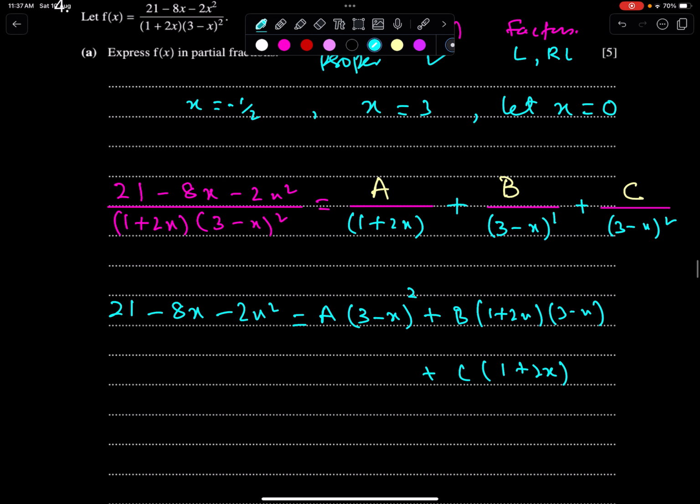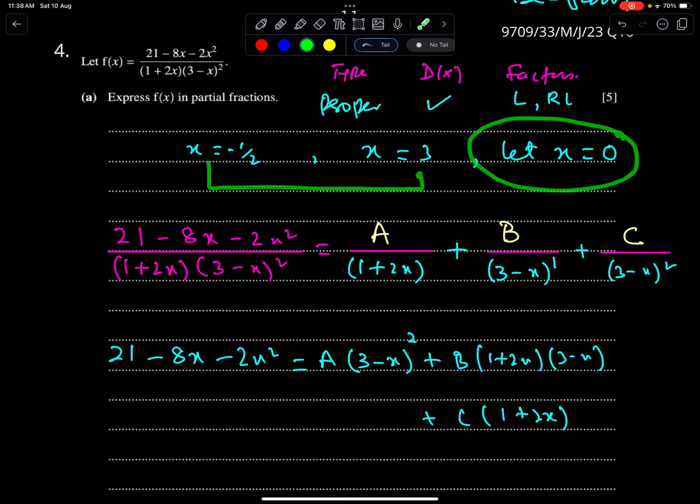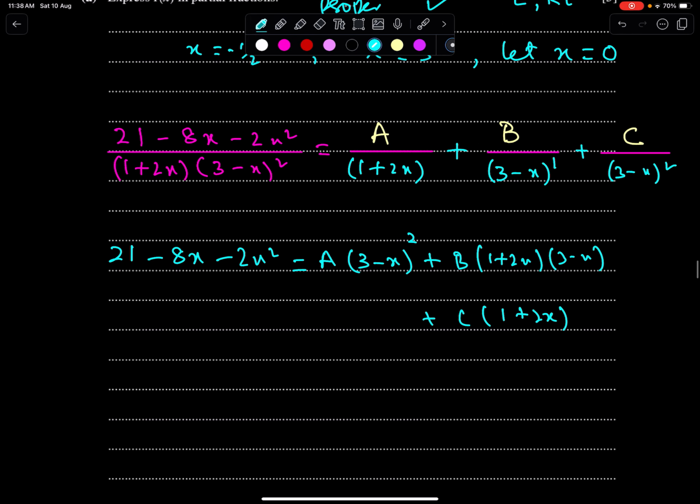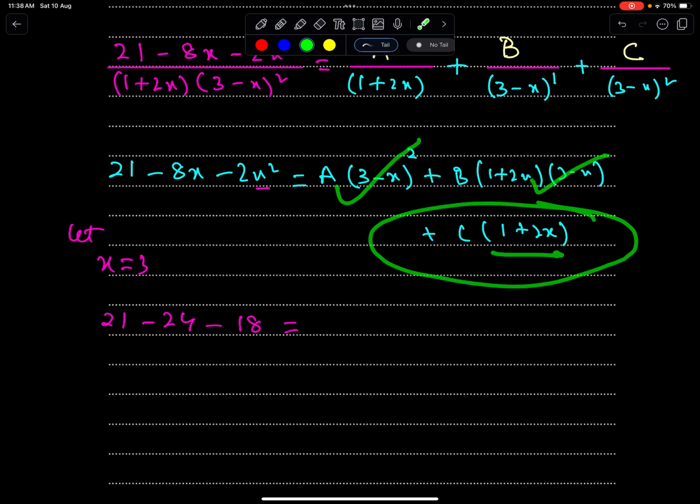Now substitute these two values randomly. We have got these values directly from the factors, so we substitute these two values at first, and we suppose this other value. Always substitute the supposed value at the end to make the calculation simple. So I'm substituting x equals 3 at first. Let x be 3. So 21 minus 8 times 3 is 24, which becomes minus 3. Minus 2 times 9 makes minus 18. When we substitute 3 here, this will become 0, and this will also become 0. We'll get only this thing, 7C.